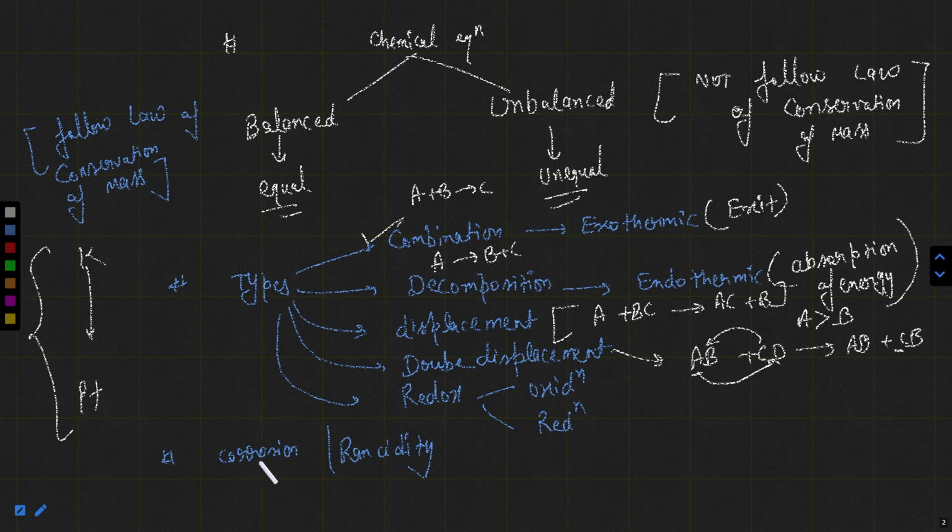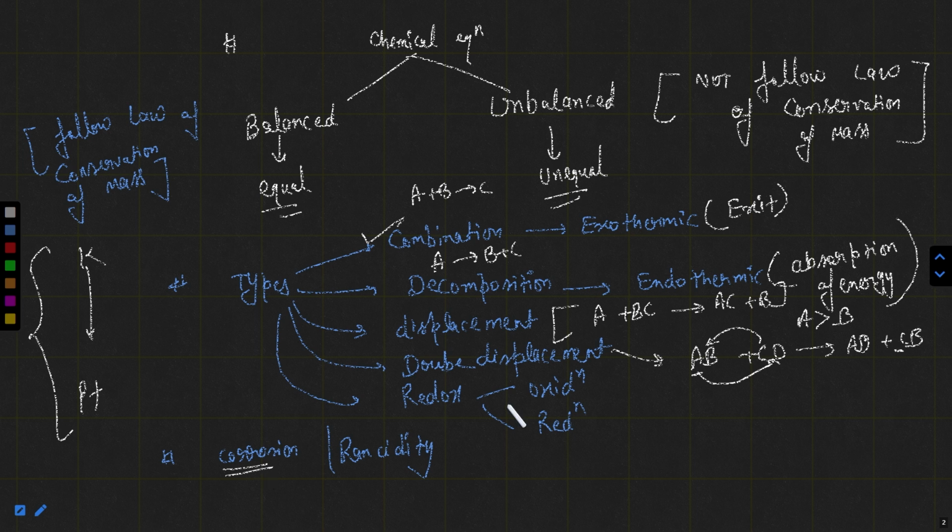Similarly, corrosion and rancidity. Corrosion is when any metal comes in contact with atmospheric gases like oxygen, moisture, and other acidic gases, so it will decay, right? So the decay of metal due to the attack of atmospheric gases over the surface of the metal is known as corrosion. In the case of iron, it is known as rusting, or in the case of copper and silver, it is known as tarnishing.